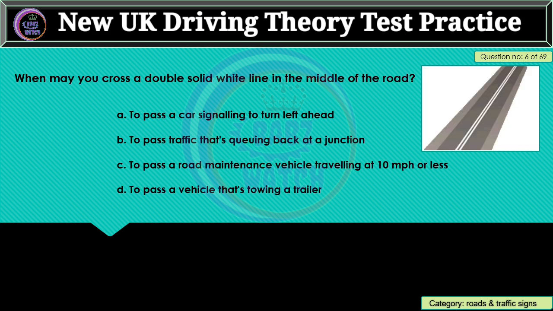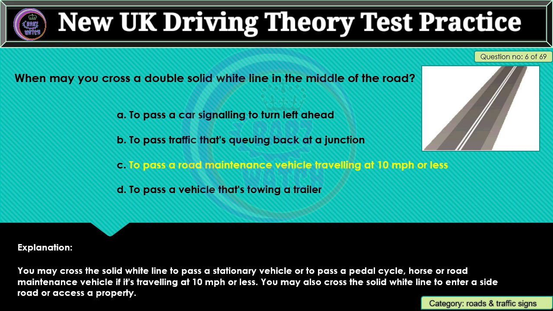Question 6 of 69. When may you cross a double solid white line in the middle of the road? A. To pass a car signaling to turn left ahead. B. To pass traffic that's queuing back at a junction. C. To pass a road maintenance vehicle traveling at 10 miles per hour or less. D. To pass a vehicle that's towing a trailer. The correct answer is C. To pass a road maintenance vehicle traveling at 10 miles per hour or less.